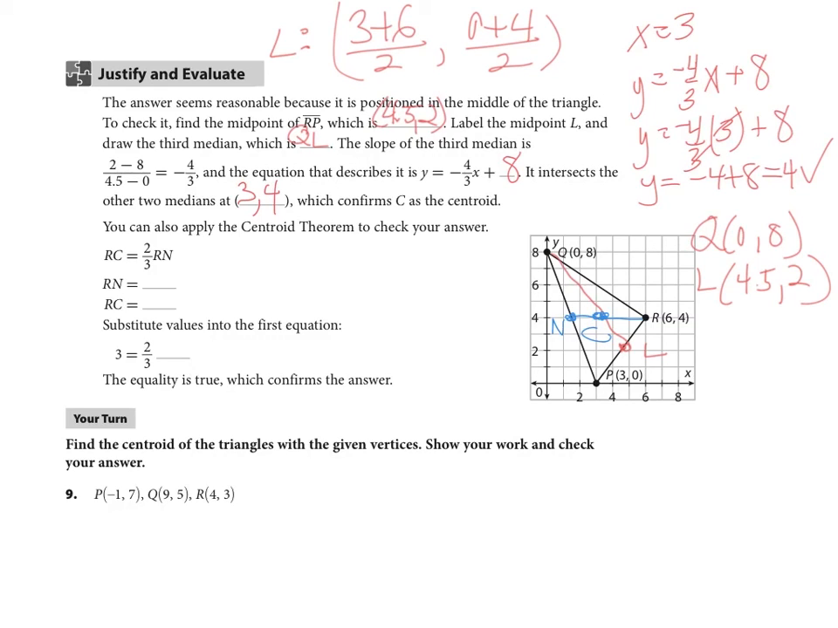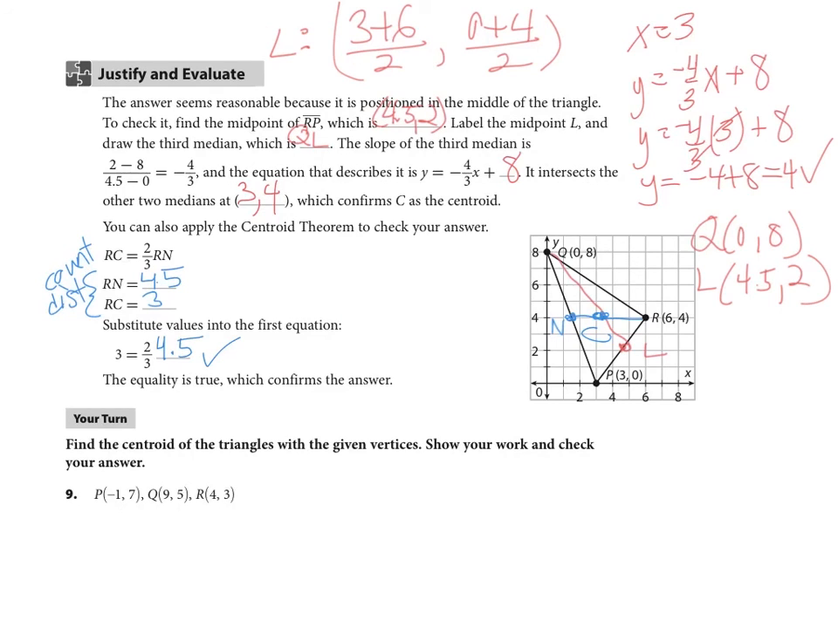So what is the length of RN if we just simply count the distances on my coordinate plane? I hope you can see from R to N is 1, 2, 3, 4.5 as a distance. And RC is simply 1, 2, 3 to get to the point (3, 4). So if we substitute those values into this top equation right here, we want to know, does it come out to be 2/3 of the distance with the centroid theorem? So RC is 3, 2/3 of 4.5 is in fact 3, and so it comes out to be true.